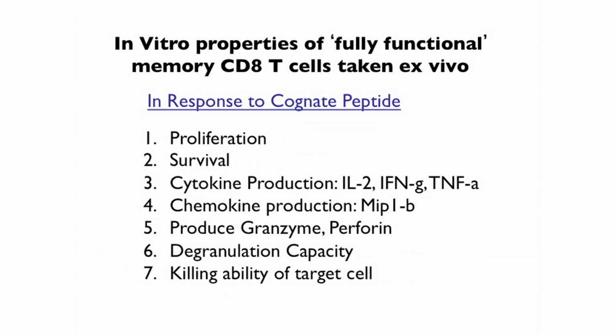When you measure function of CD8 T cells, the way that immunologists have been measuring them is sort of an archaic way, because in human immunology, you have to take the CD8 T cells from the body and study them in vitro in a test tube. The way their function is studied is you take the CD8 T cells and co-culture them with an antigen-presenting cell that's pulsed with peptide or transfected with a gene, and you measure proliferation, survival, cytokine production, chemokine production, effector enzymes such as granzyme and perforin, degranulation capacity measured by CD107A expression, and killing ability of the target cell.